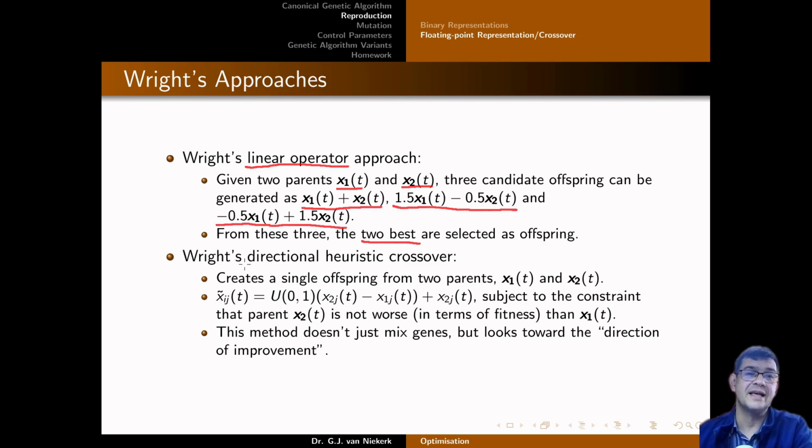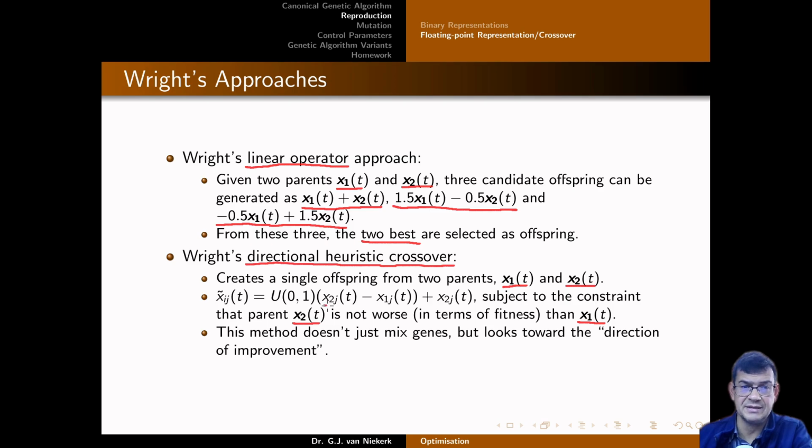Then, of course, there's another approach called directional heuristic crossover. And this works as follows. Again, we've got two parents, x1 and x2, but now there's a very, very important requirement. So basically, x2 needs to be fitter, or at least equal in fitness to x1. That's very important. And then we create a single offspring as follows.